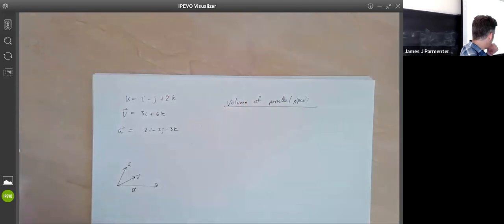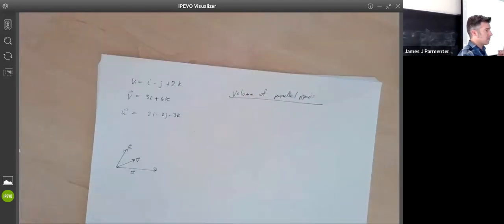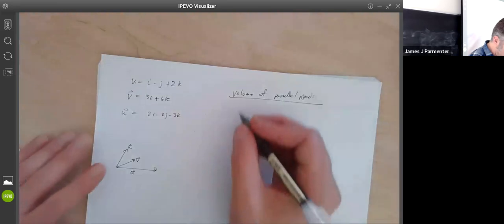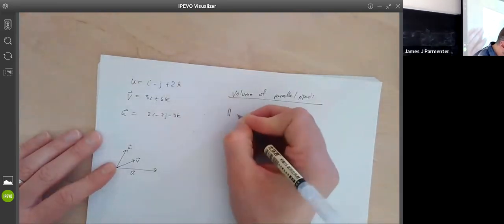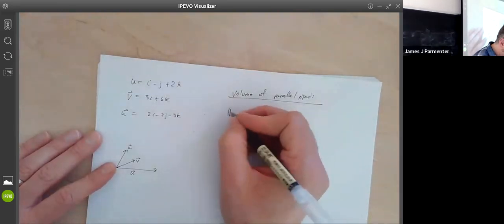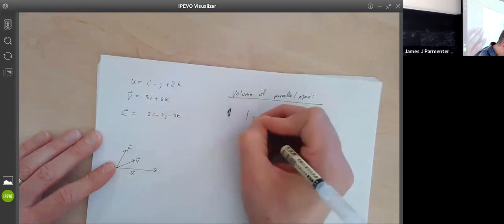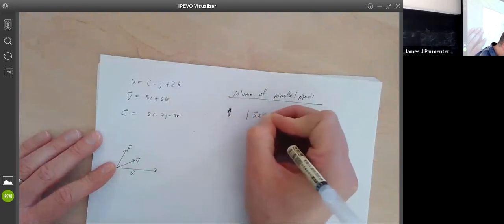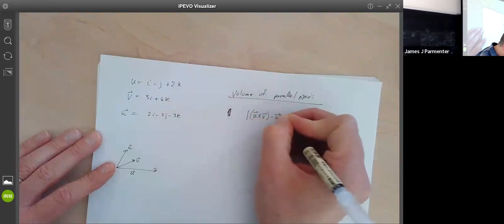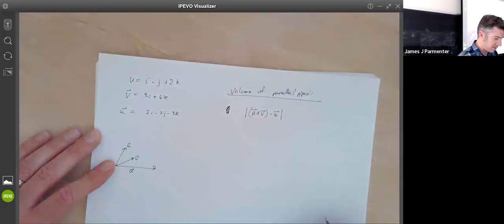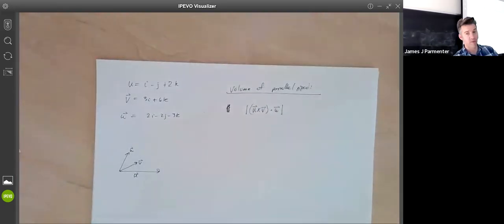So here's how I would do it. It doesn't actually matter which ones you pick to be which. You can do the cross product of any two dotted with the third one. But usually we're going to say it's going to be the absolute value of u cross v dotted with w. So let's find u cross v first. So here's an answer to your other question from before. Here's the reason why you actually just want to calculate a cross product, because you're trying to find this thing.